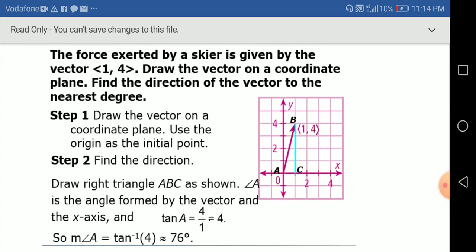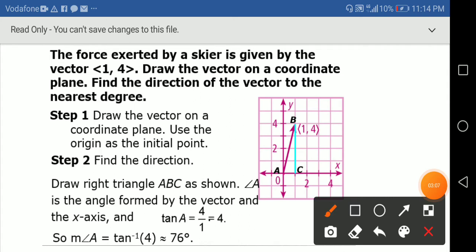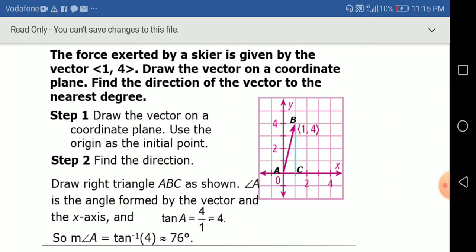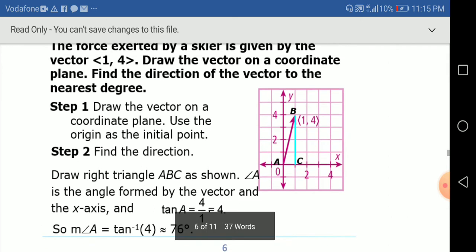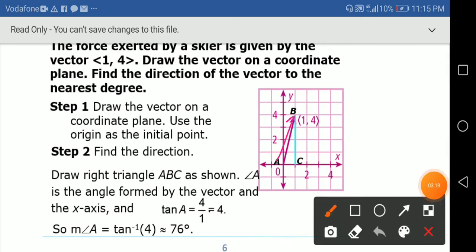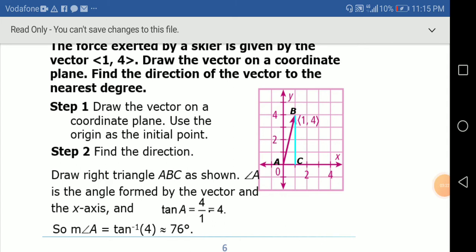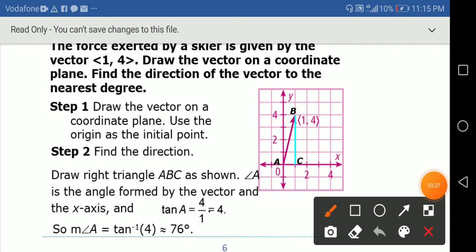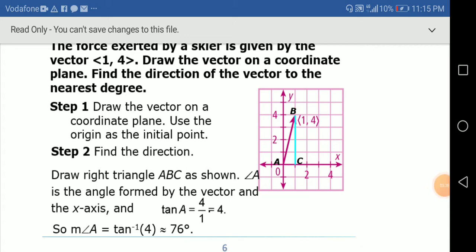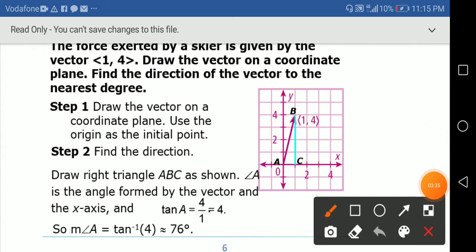So I have here 1 and 4. I have 2 points. I will start with the origin. Remember, we start from the origin, 0 and 0, and then 1 and 4. So we got here 1 and 4. Then we are going to draw this vector like this, with a starting point and an ending point. After that I'm going to draw a line to make it a right angle triangle. He asks me to draw the vector on the coordinate plane. Done. Find the direction of the vector to the nearest degree.